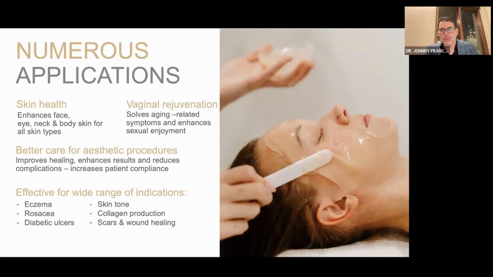I think the cool thing that we're talking about here is just how many different applications there are, and we'll touch on most of these. My practice is mostly aesthetic.